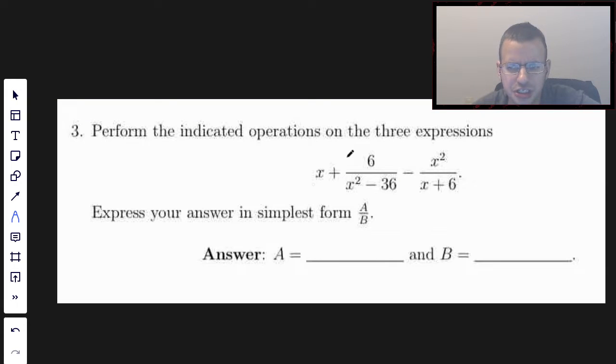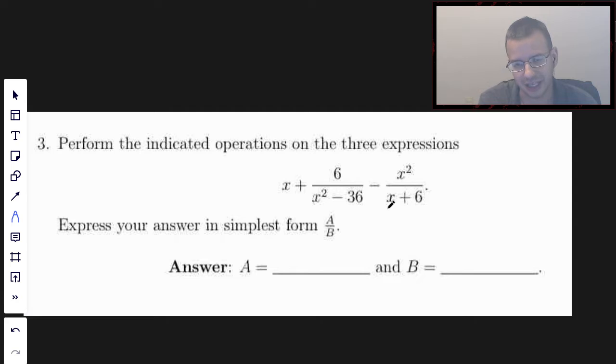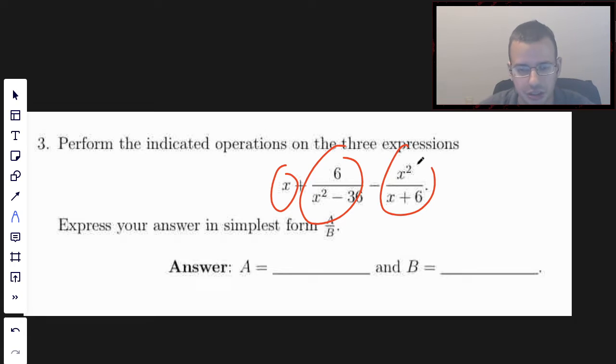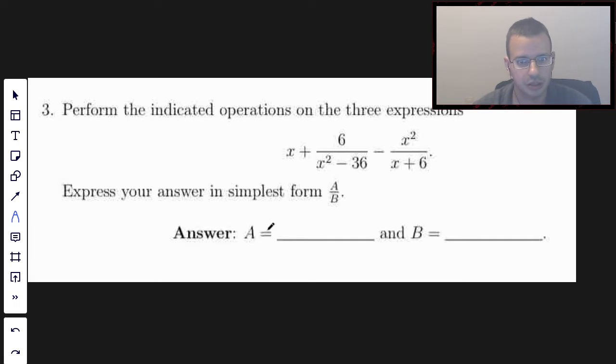Perform the indicated operations on the three expressions. Expressions are just like some math algebra without equal signs. If it was an equation, there'd be an equal sign in here. There's no equation, so it's just an expression, and each of these can be considered an expression. Express your answer in simplest terms of A over B.